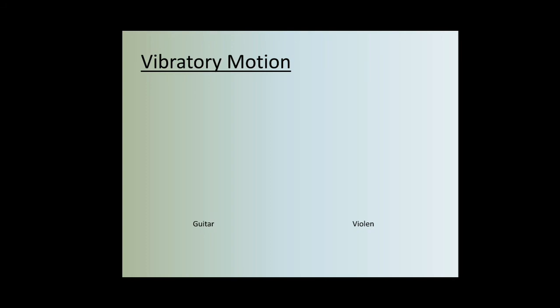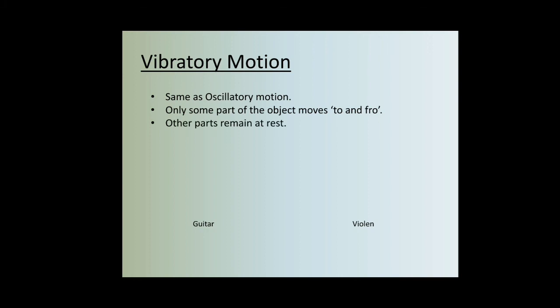Now vibratory motion, this is another type. This is a type of oscillatory motion where some part of the object is having a to and fro motion, where the rest of the parts are at rest position.